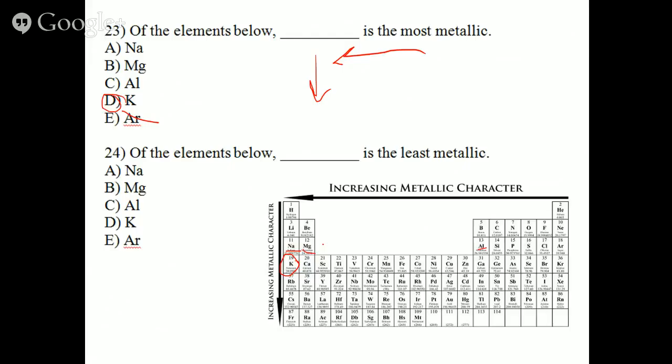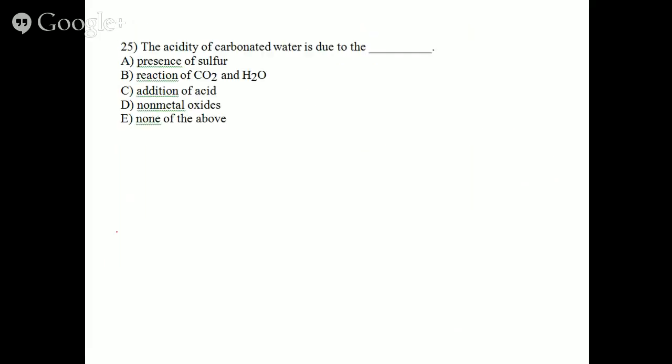24. Of the elements below, blank is the least metallic. If we're talking about least metallic, we're talking about furthest to the right and closest to the top. Which one of those things is furthest to the right and closest to the top? Well, argon, you can't get any further right. We've got a metal, a metal, a metal, a metal, and a noble gas. So that's going to be the right answer.